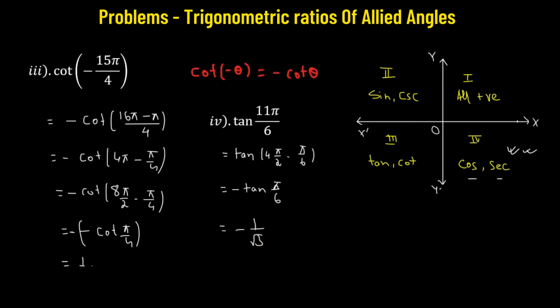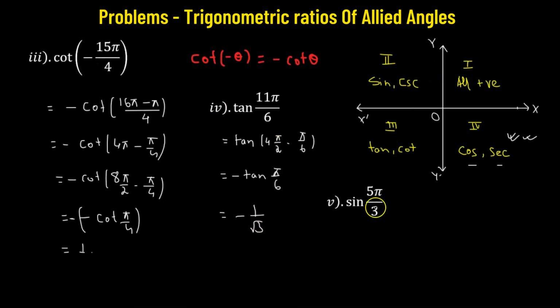And moving on to our final problem, we have sine 5 pi over 3. This can be re-expressed as sine of 4 pi over 2 minus pi over 3. So we have sine pi over 3. We are in the fourth quadrant, so we'll have negative sine pi over 3. And the final result is going to be negative square root of 3 over 2. This is how we can obtain the value of the given trig functions.